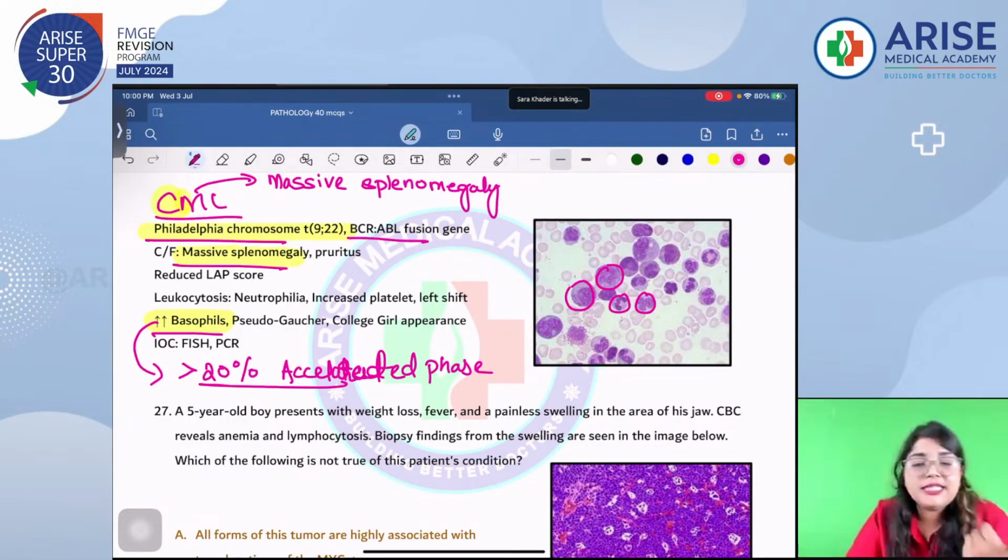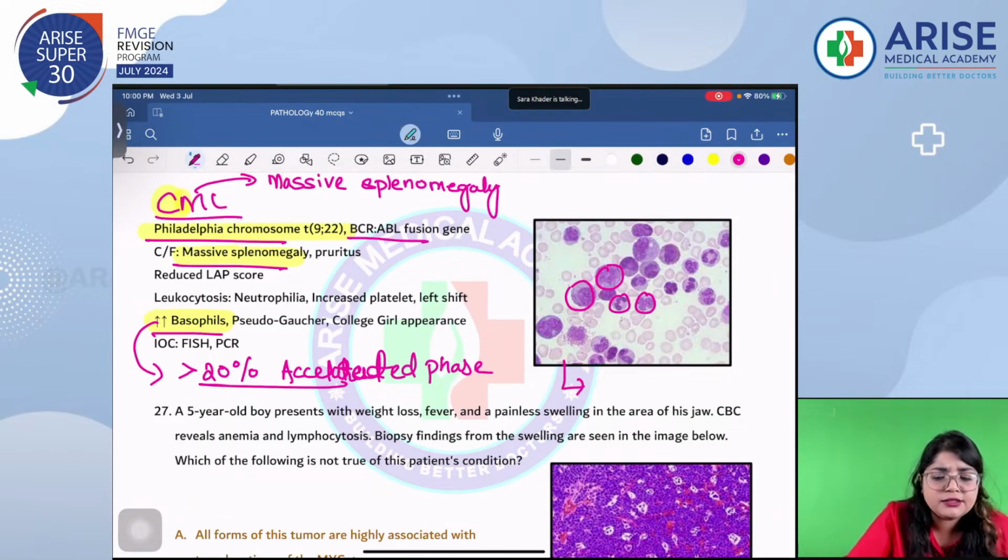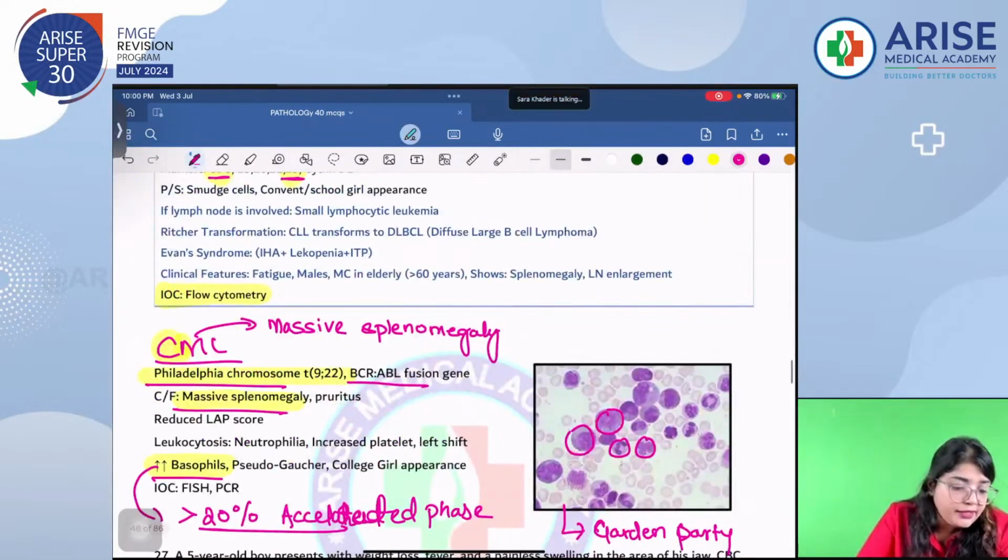If I talk about CLL, convent, and because there are so many cells, it is known as garden party appearance or college girl appearance. Okay? Garden party or college girl appearance. So very, very important.